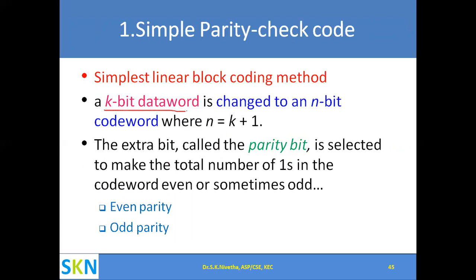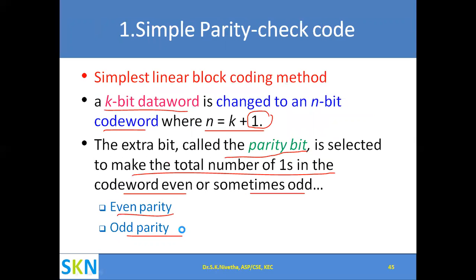So k-bit data word, n-bit code word where n equals k plus 1. So the number of redundant bits is only 1. This is called the parity bit. So this is to make the total number of ones in the code word either even or odd. If it is even, it means even parity; if odd, odd parity.